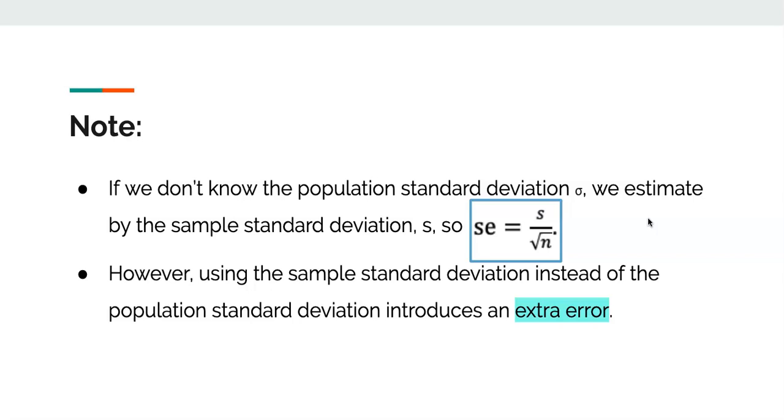If you don't know the population standard deviation sigma, and that happens very often, if you get a problem and they have no idea what the population standard deviation is, we estimate it by the sample standard deviation. So we're just going to use the same exact formula, but instead of using population standard deviation in the numerator, we will use sample standard deviation. However, using the sample standard deviation instead of the population standard deviation introduces an extra error, right? Because we want to estimate population mean, but just because we don't have population standard deviation, we decided to go with sample standard deviation. That's us bringing in extra error.